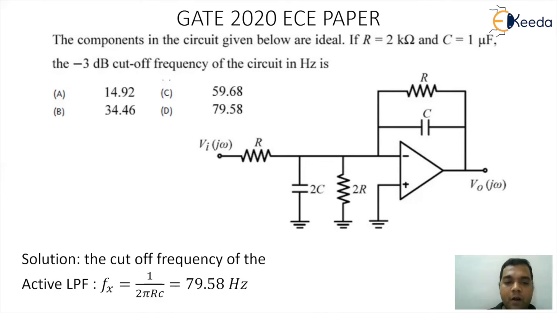The value will be 1 by 2 pi RC, where R is put as 2 kilo ohm and C is put as 1 microfarad. The value of Fx on solving gives you 79.58 Hertz. Hence the correct answer for this question is option D, 79.58 Hertz. So this is the way in which you will solve this question.